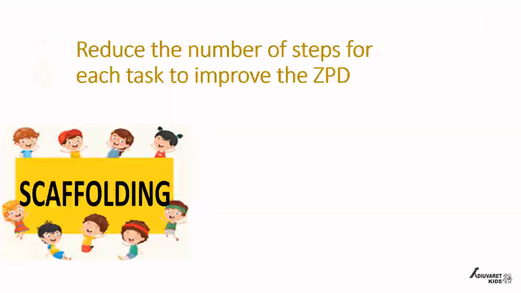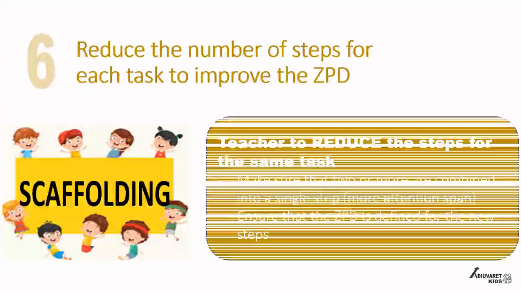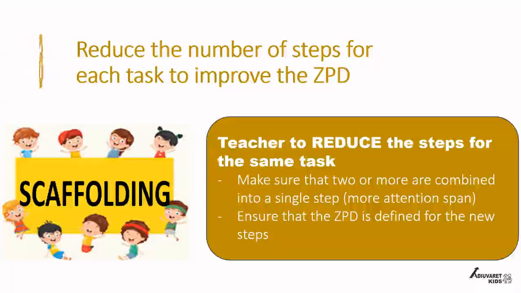Let's move to our sixth component. The sixth component talks about reducing the steps once the child is comfortable in getting close to the proximal development. I'll give you one example. So here, for example, you have got 6 steps of an activity.